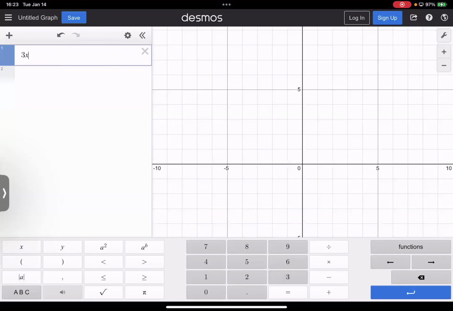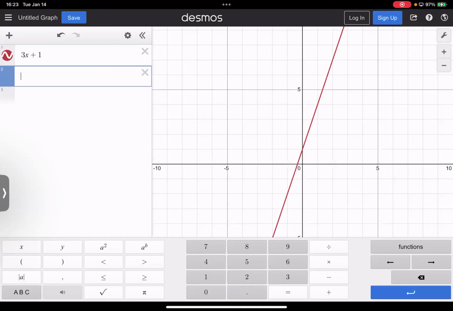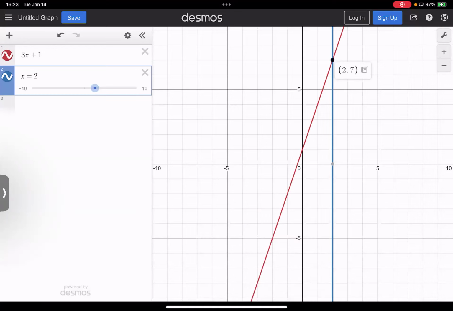We had 3x plus 1 was the line that we found. Now I just want to confirm when x is 2, I think it was 2. If I force x equal to 2, it'll draw a line at x equals 2, but it'll also show me the intersection. And that red line, which is the one we developed, it does pass through 2, 7, it looks like.